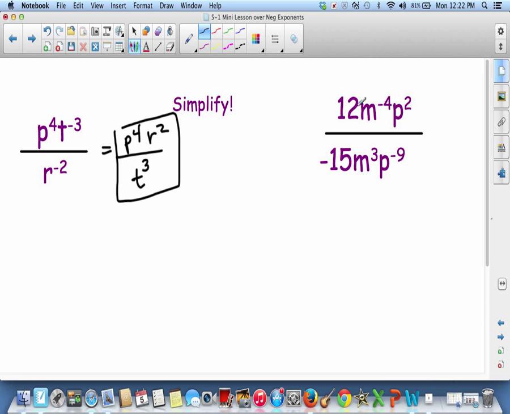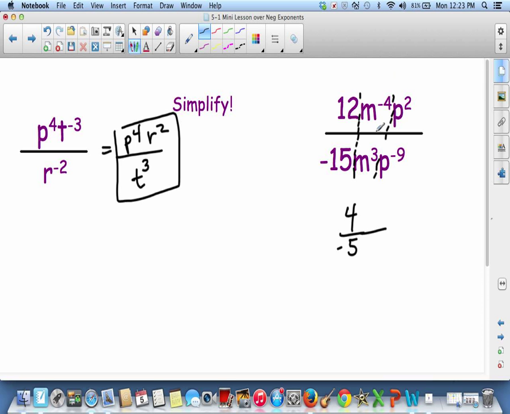Now for this one here, we're going to look at our bases because we're all about that base. So 12 over negative 15, what does that simplify down to? It simplifies down to 4 over a negative 5. They're both divisible by 3. Now we have a negative 4 minus 3. You could go ahead and move this down here and put it on the bottom. That's fine. I'm just going to use my regular rules.